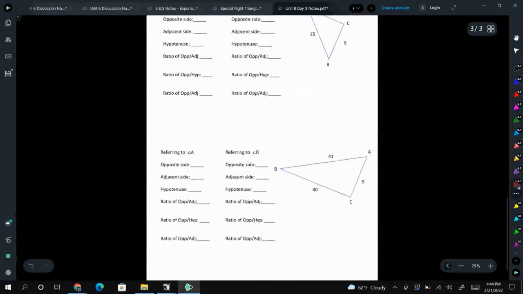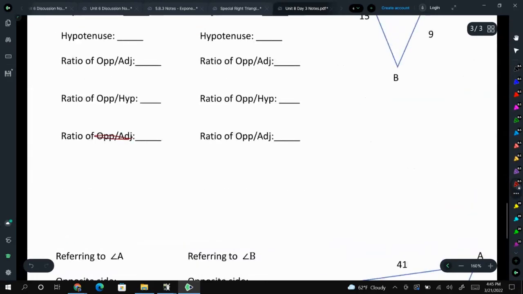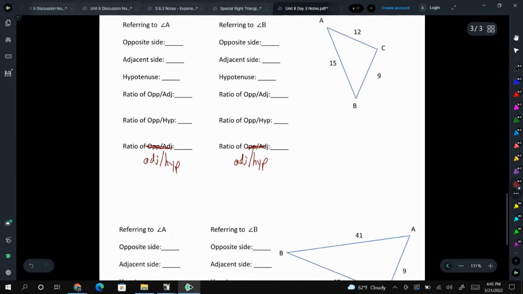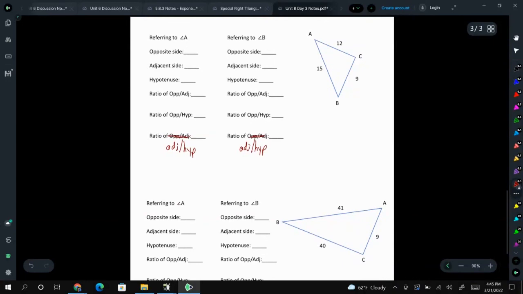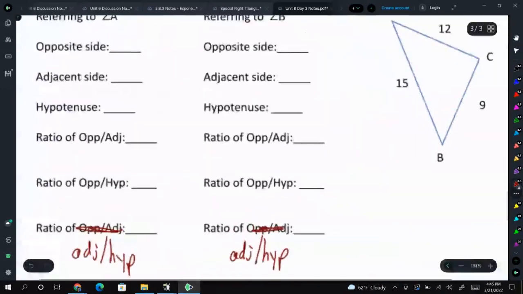On the next page, after we fix the mistake I made, the misprint, I'm going to have you guys pause the video and try this. So adjacent over hypotenuse. All right, so go ahead and pause the video and try these problems here. And then once you're done, unpause it and check your answers with mine.